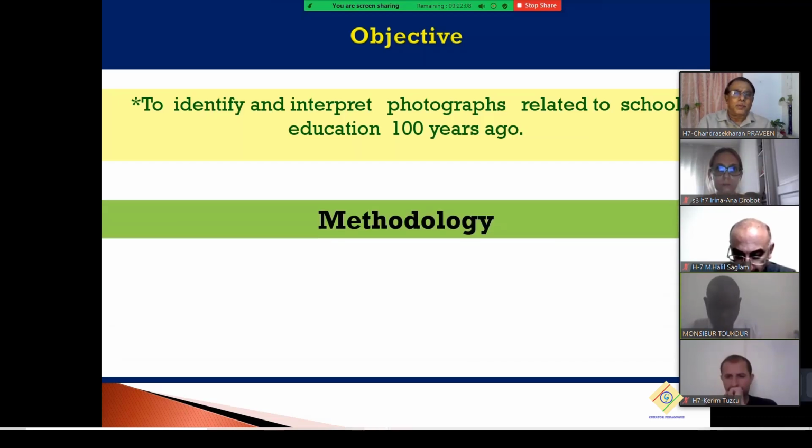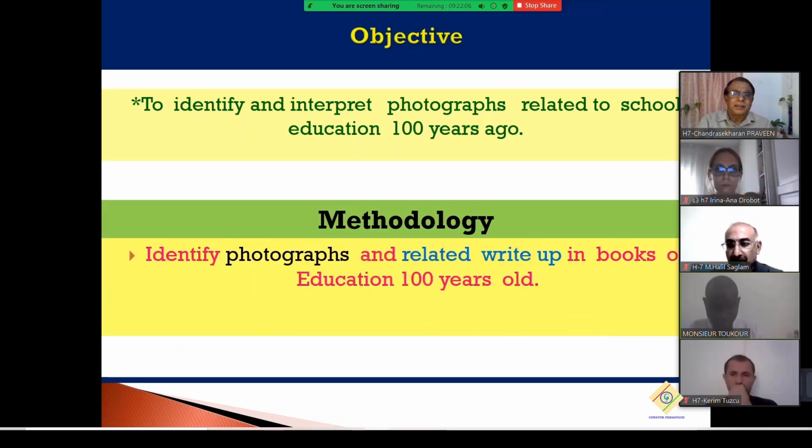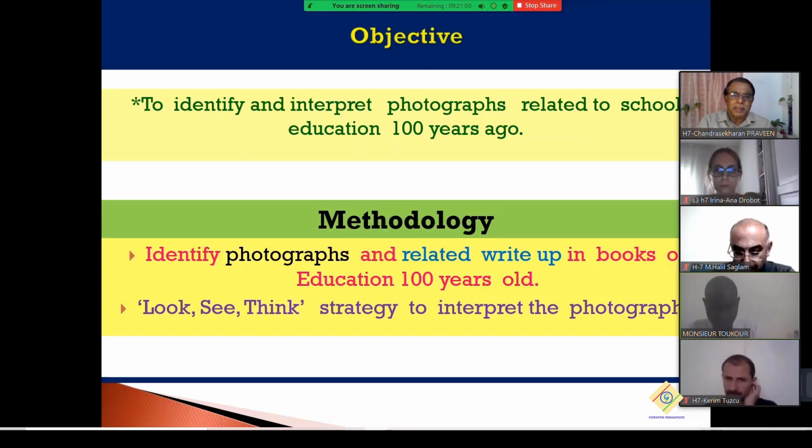Okay. What is my method? I tried to identify photographs and their related write-ups in books on education 100 years old. It's not current books, real printed books 100 years old. And I employed the look, see, think strategy. So you look at a book, try to understand, see, and think, try to interpret it. What do you think was the objective of the photographer? Is there anything missing, kind of related to history and the write-up? So this was the process I employed.